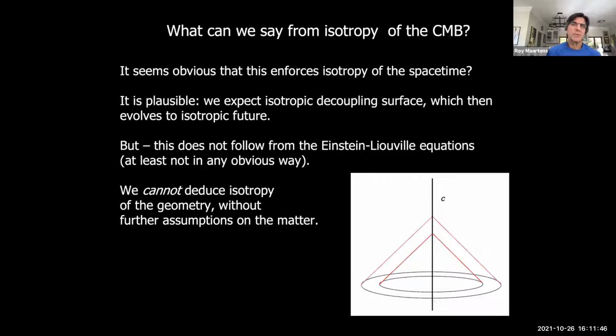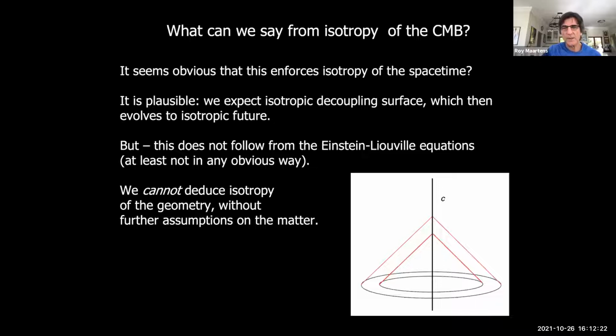So what can we say purely on the basis of isotropy of the CMB? I'll start off talking about the CMB and then move to the matter distribution. It seems obvious that if the CMB is isotropic, then the geometry should be isotropic. But this is not true, not as far as I know. I don't know of any proof of that. And the basic reason is that we have to tie the matter into this scenario in order to actually deduce isotropic geometry from isotropic radiation. So that may not be a very interesting or important matter.